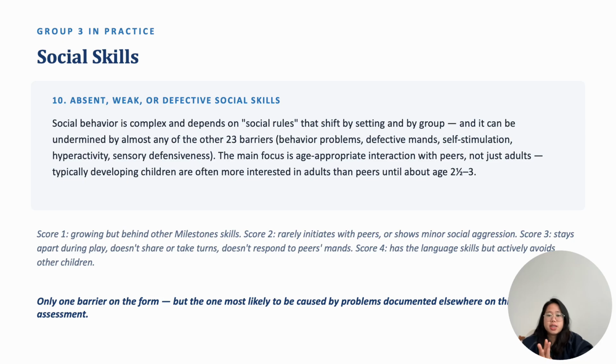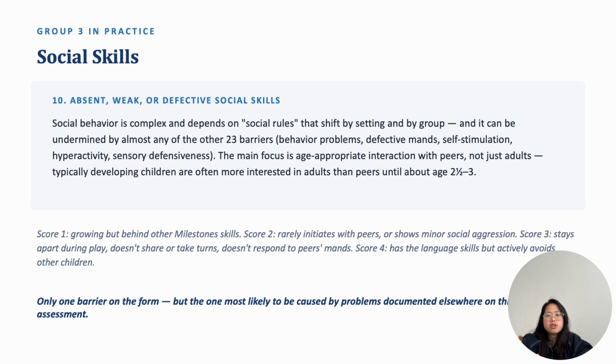So group 3 stands alone: absent, weak, and defective social skills. Because social behavior is very complex and it depends on social rules that shift depending on the setting and the specific group of people, right? So, because what's accepted with one group isn't necessarily accepted with another. And here's the key insight from the guide. So, social skills can be undermined by almost any of the other 23 barriers on this assessment, like the behavior problems, defective mand, self-stimulation, hyperactivity, sensory defectiveness. All of it can interfere with a child's ability to socially engage.